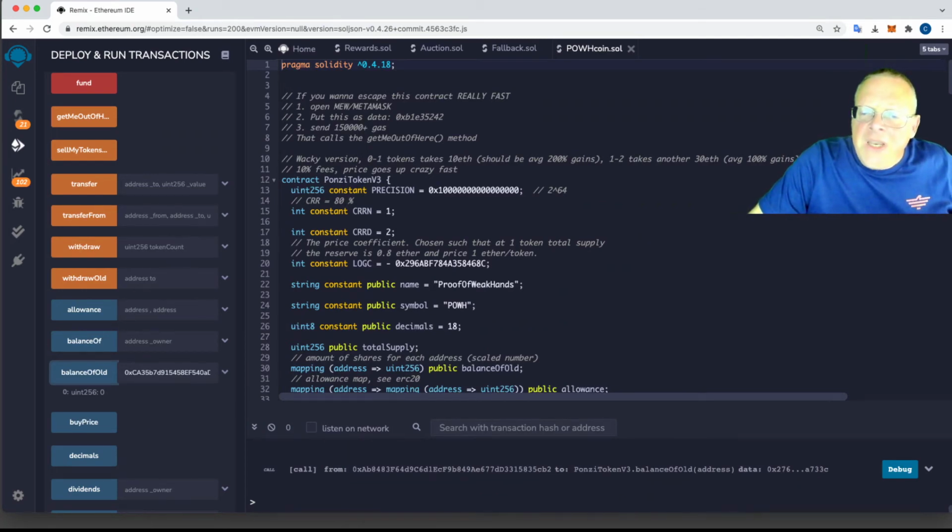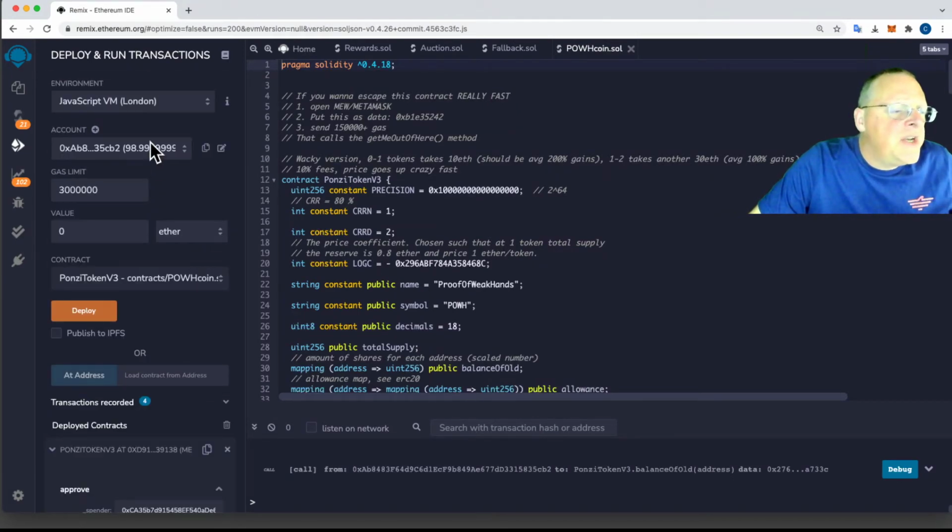So we need to get account number 2 selected here, okay, which has 99 Ether, which is fine. Now copy account number 2 and put it in transfer from.